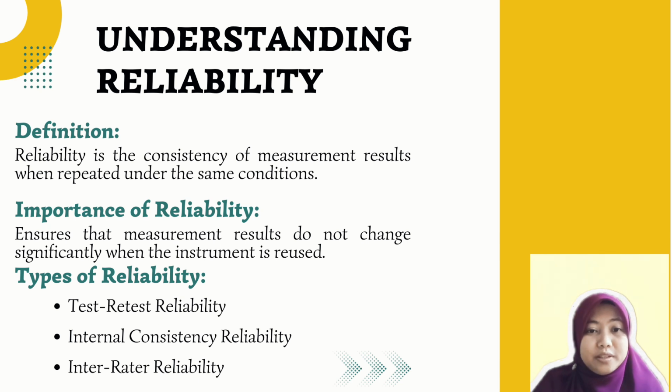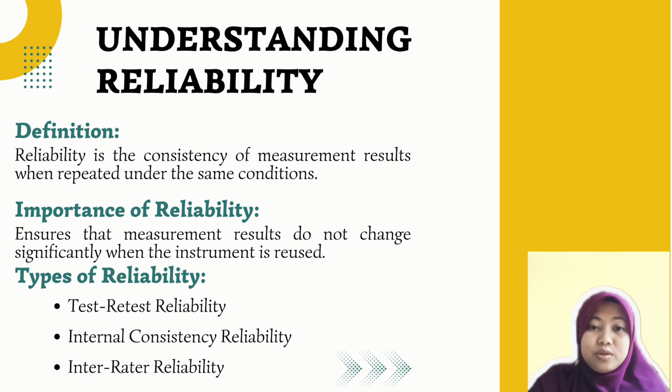In addition to validity, reliability is also an important aspect of measurement. Reliability refers to how consistent the results of an instrument are over time. A reliable instrument will produce the same or very similar results when used under the same conditions at different times. This means that if we measure a person's body temperature twice with the same thermometer under the same conditions, we should get similar results.